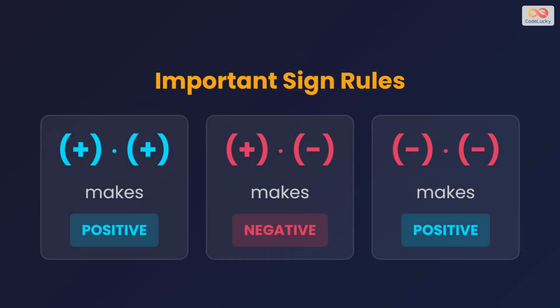Before we move to harder problems, we must review our sign rules for multiplication. This is crucial. A positive times a positive is positive. A positive times a negative is negative. And most importantly for this lesson, a negative number multiplied by a negative number gives you a positive result. Keep this rule in mind.